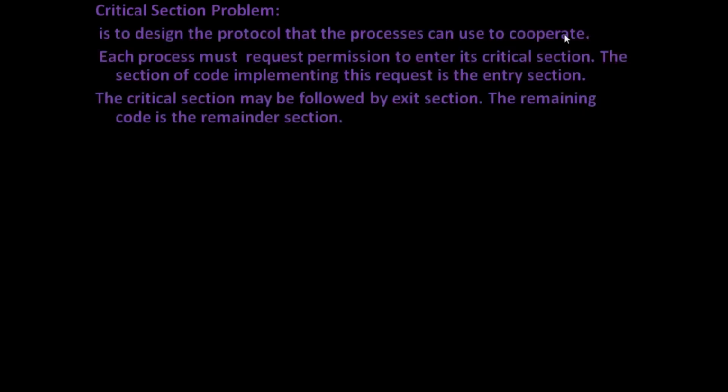So what is the critical section problem? In the critical section problem, we have to design a protocol that the processes can use to cooperate. Each process must request permission to enter its critical section. The section of code implementing this request is the entry section. The critical section may be followed by an exit section, and the remaining code is the remainder section.